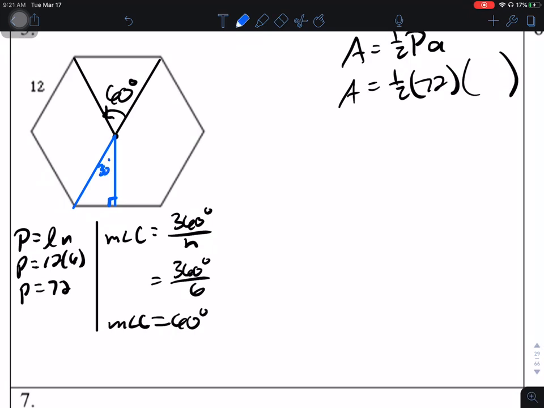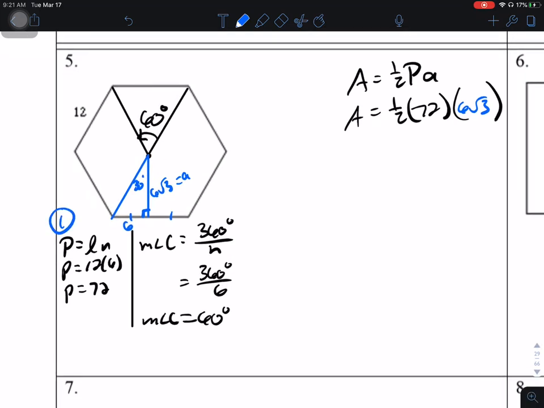If this side down here is cut in half and the whole thing is 12, that means that's 6. This is a special right triangle. These little fellows don't go away. If the short leg is 6, the long leg is that times the square root of 3. So the apothem for this is 6 square roots of 3.